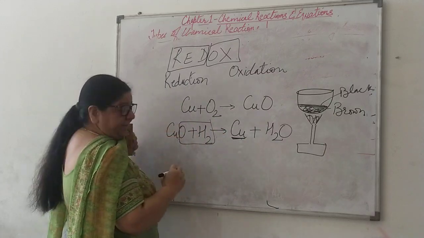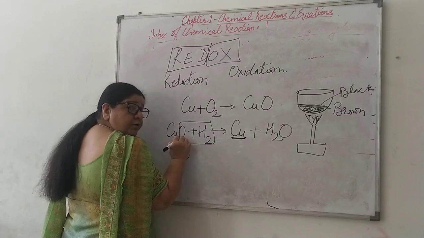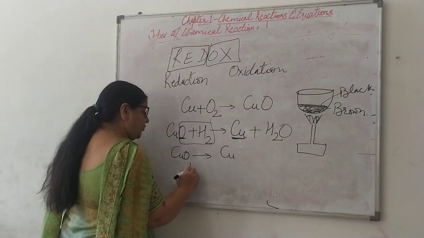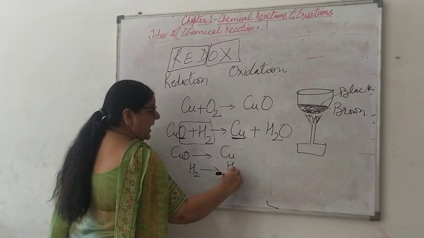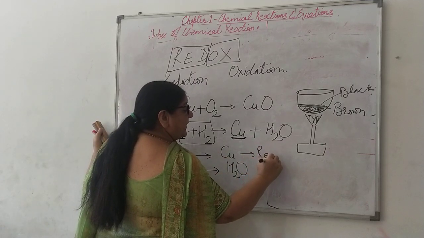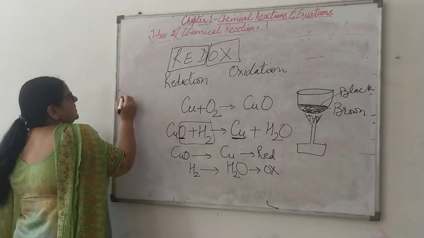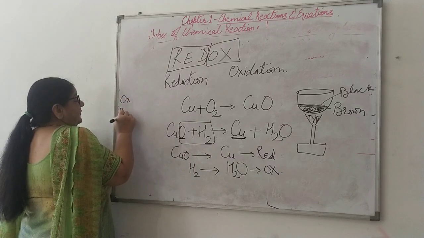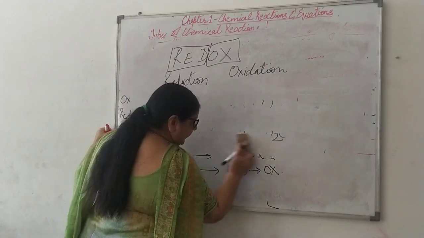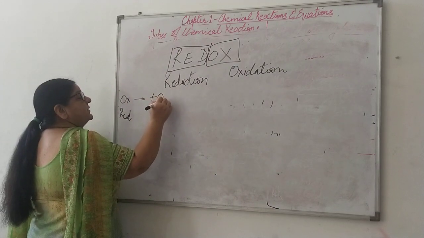Now in this what is happening? Here from copper oxide, oxygen is removed. It turns into copper only. And to H2, O will be added, so it forms water. So what is taking place here? Reduction. What is taking place here? Oxidation. So what is oxidation and what is reduction? Oxidation means adding of oxygen. Here oxygen is added.